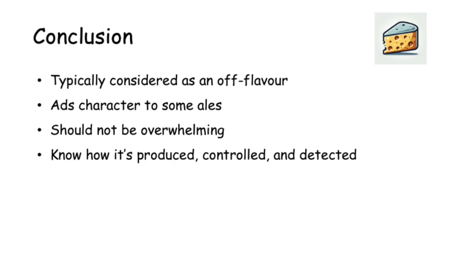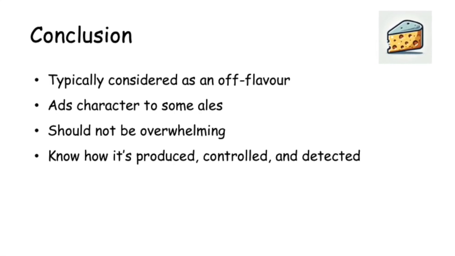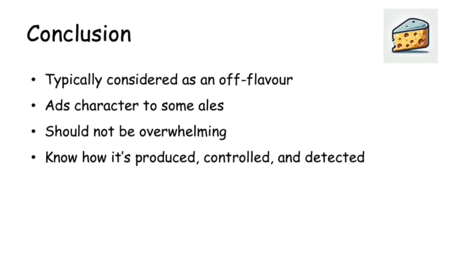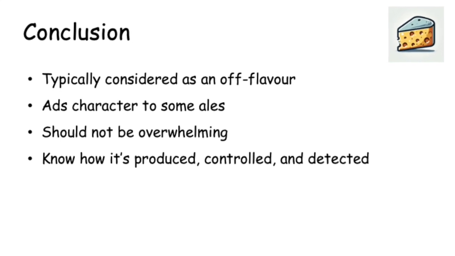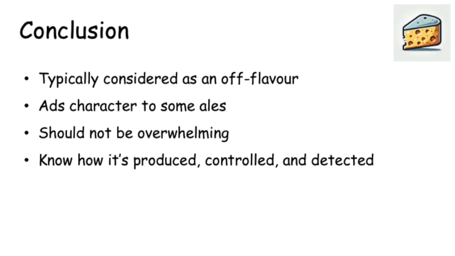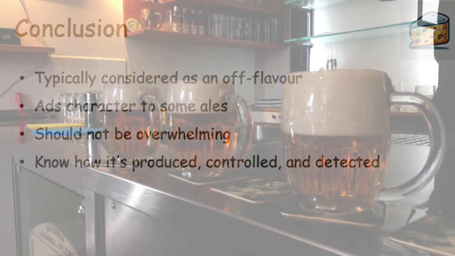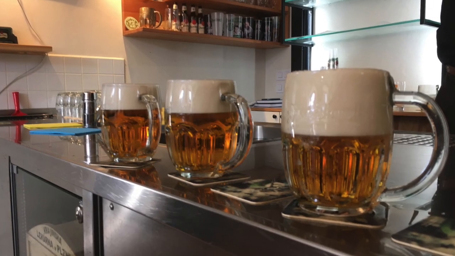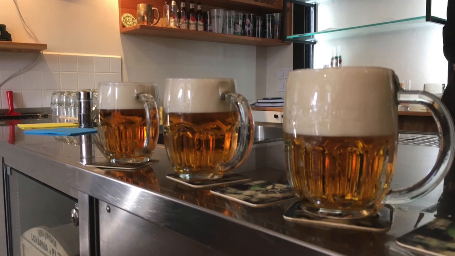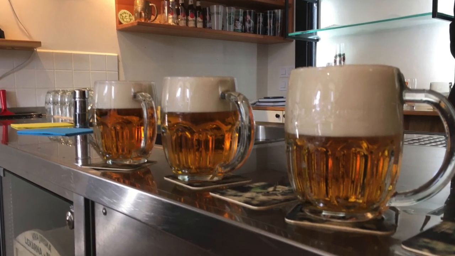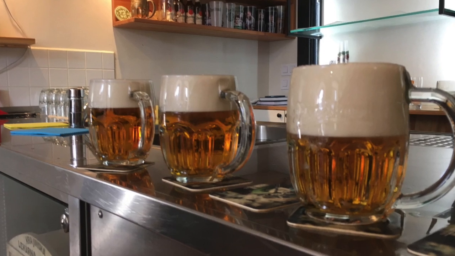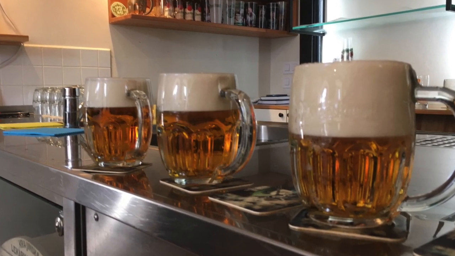Isovaleric flavor in beer is often unwanted, but sometimes it adds a unique character, especially to some types of highly hopped ales. The trick is to keep it subtle and not overwhelming. Knowing how it's produced, controlled, and detected can help both brewers and drinkers appreciate what's in their glass and maintain beer quality.